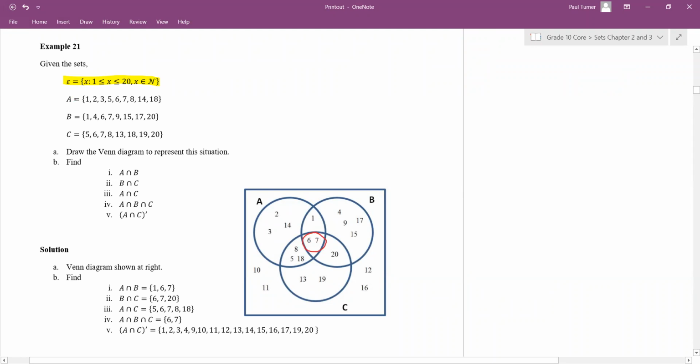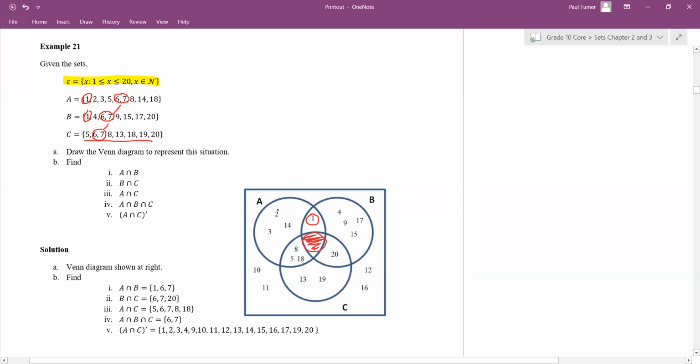That means they're in all three sets. So 6 and 7. And they're in all three sets. So they have to go in the middle because that middle bit is the sharing of all the three sets, A, B, C. Look at number 1. See, 1 here is in A and B, but it's not in C. So it has to go here. So that's shared between A and B, but not in C.